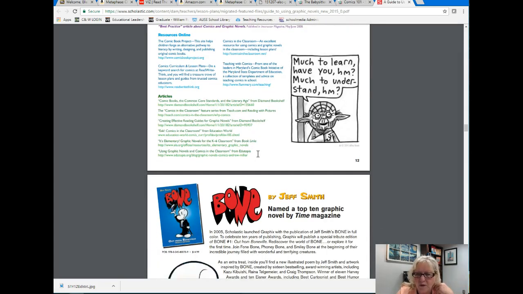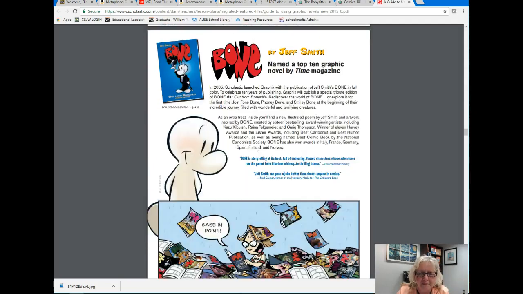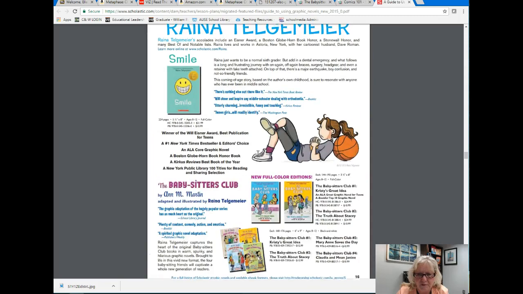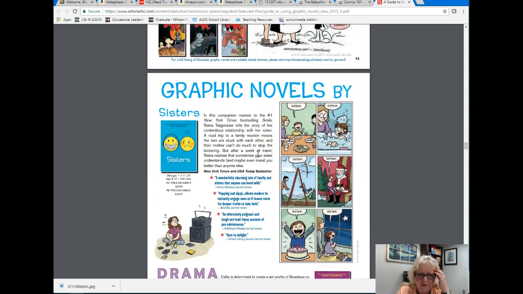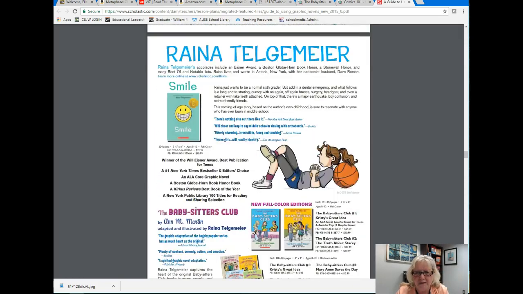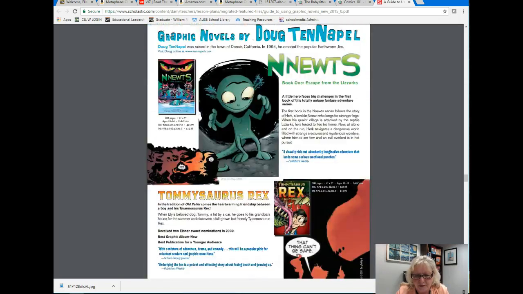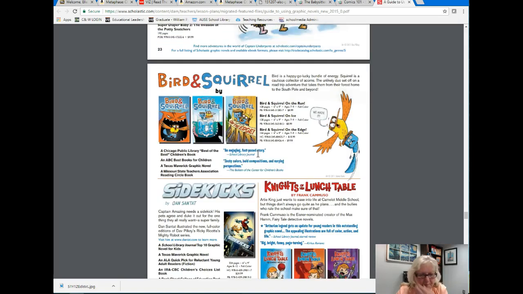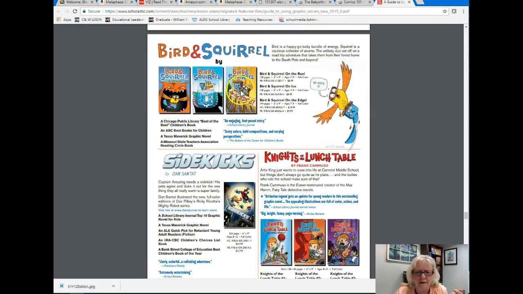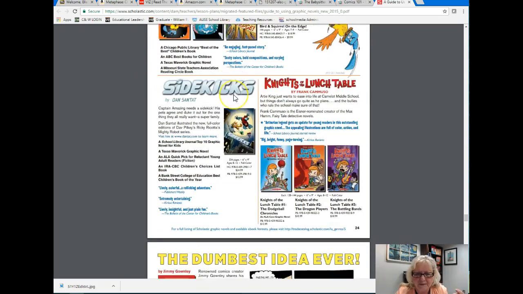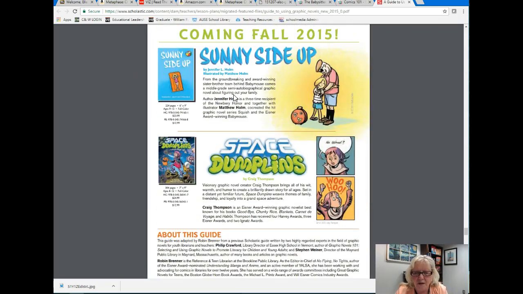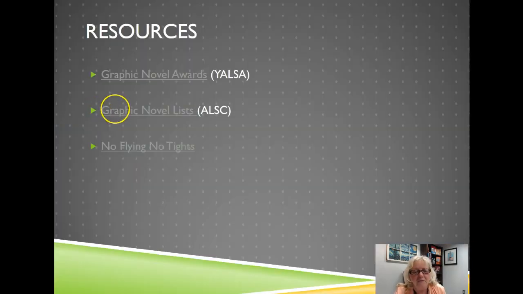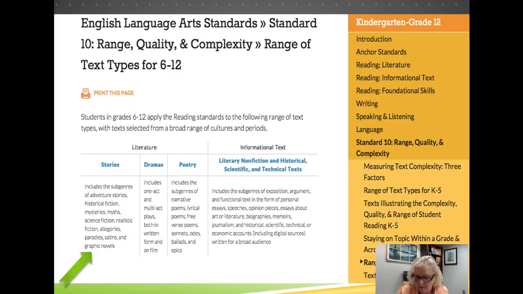But if you want to learn more about using comic books and about the different comic books, this has been really popular. Smile and Drama and Sisters by Raina Telgemeier. So there's a lot of possibilities here. Oh, Bird and Squirrel has gotten a lot of press lately. So Goosebumps is coming to graphic novels. Interesting. I don't know if I'd want that in graphic novel format.